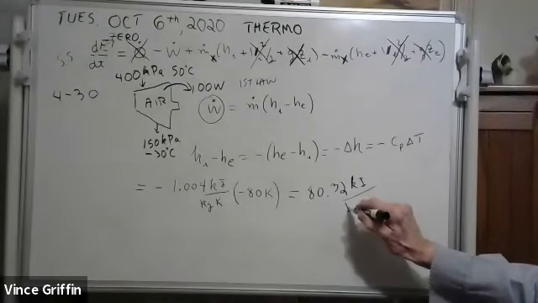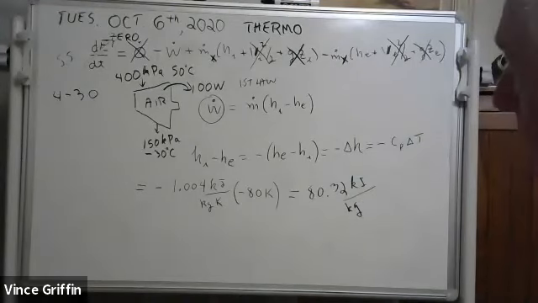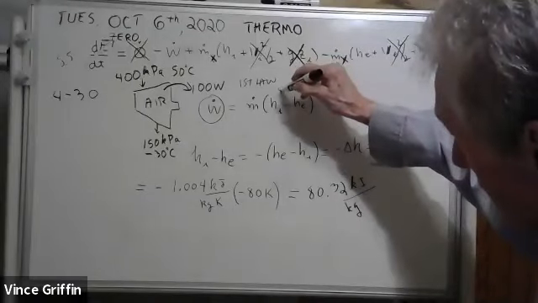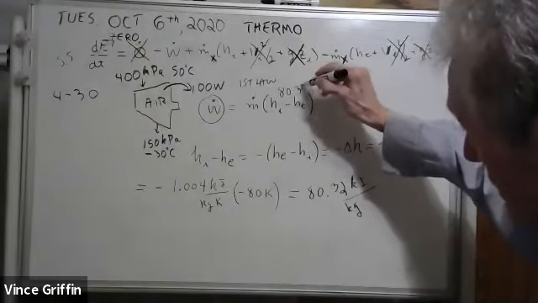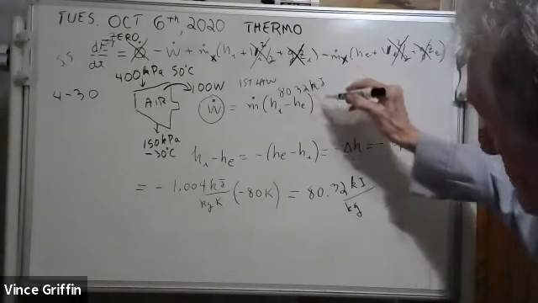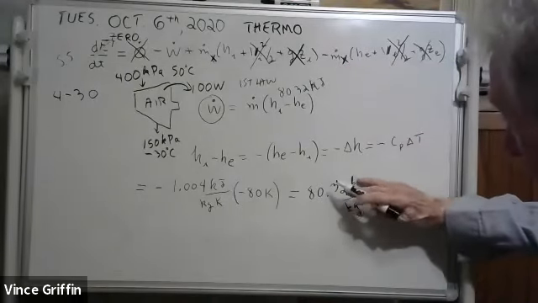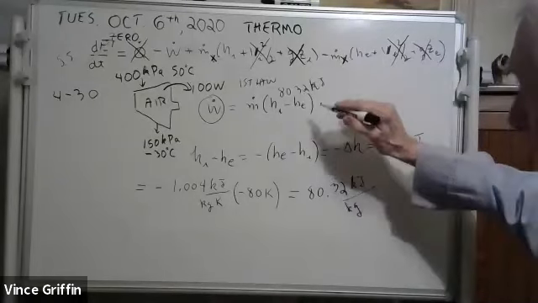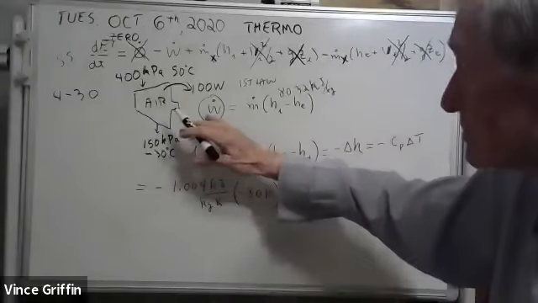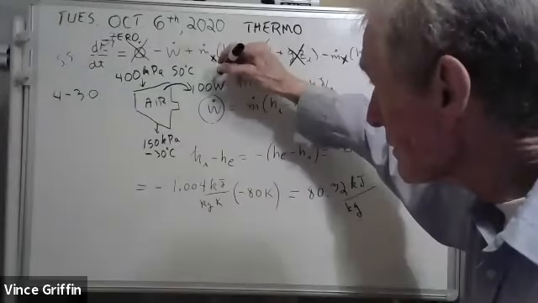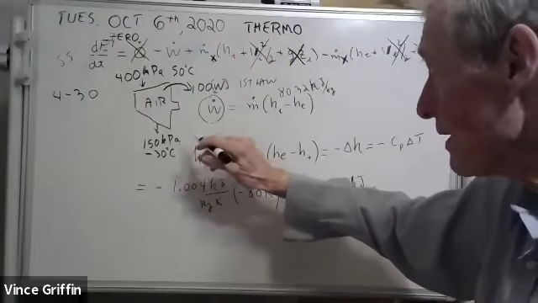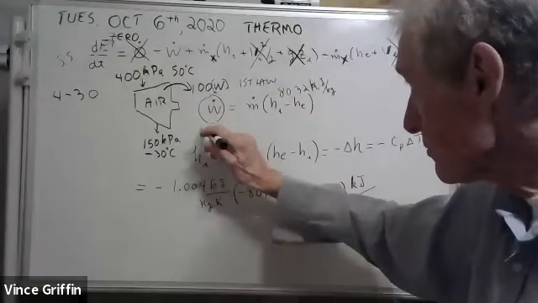kilojoules per kilogram. Okay. Hey guys, we just figured out what this thing is. This thing right here is 80.32 kilojoules per kilogram. Hope you can read my writing. And this is 100 watts. Now, don't get confused now. That W dot stands for power, watts. And it's equal to 100 watts.